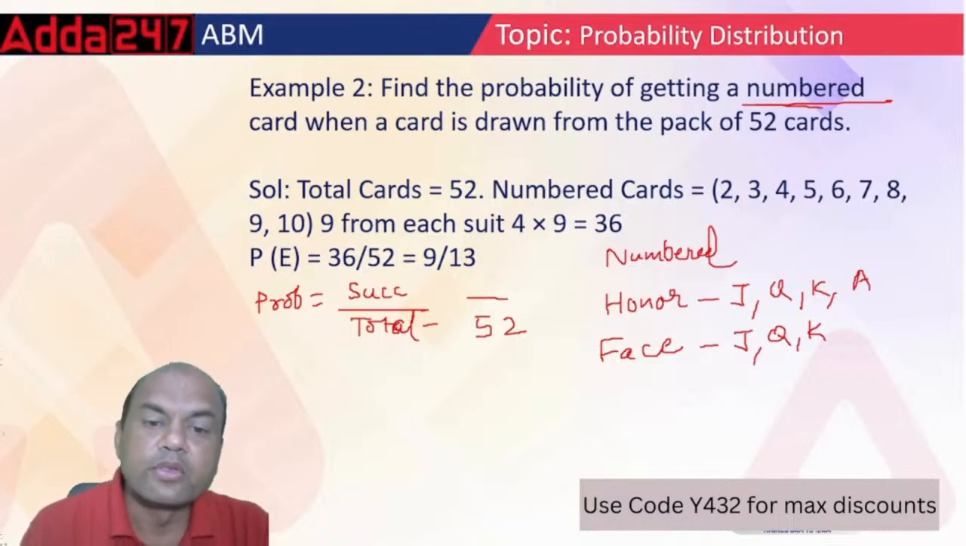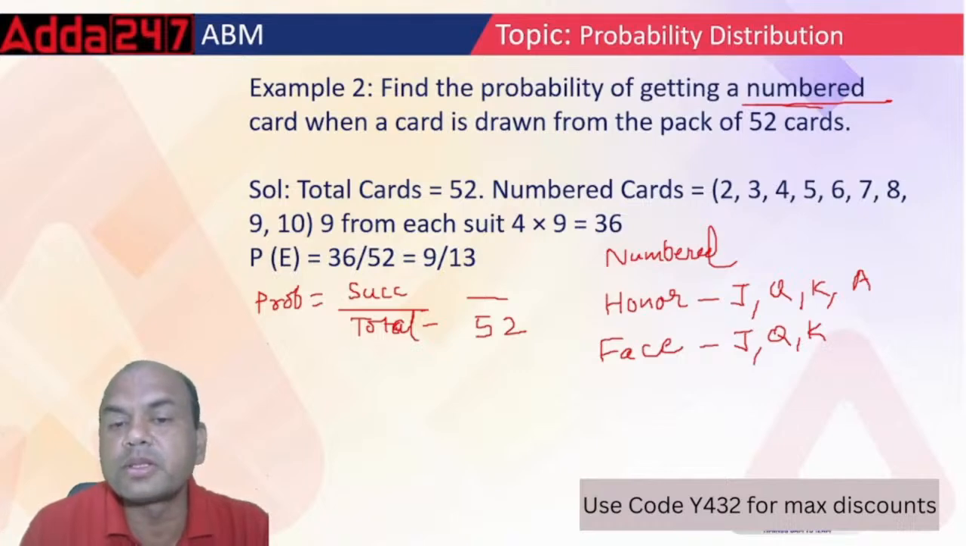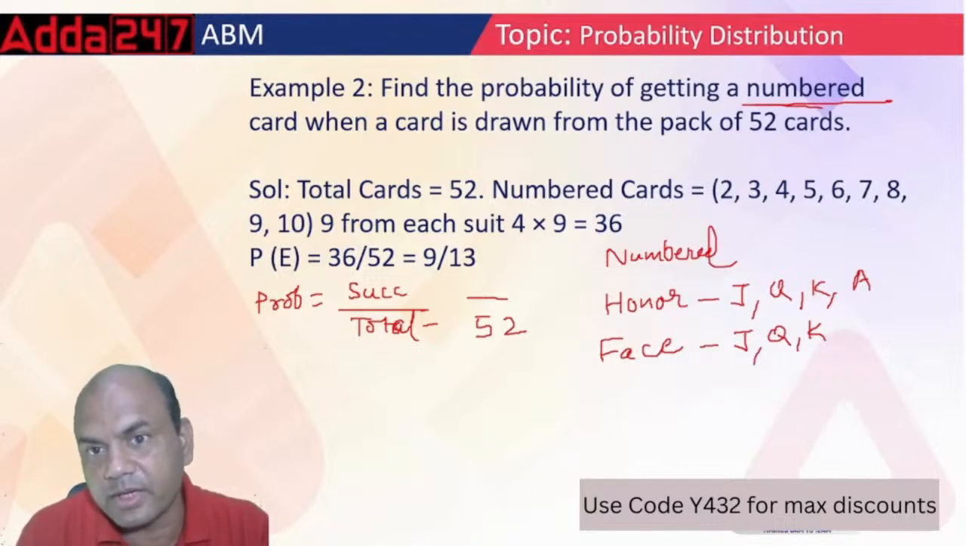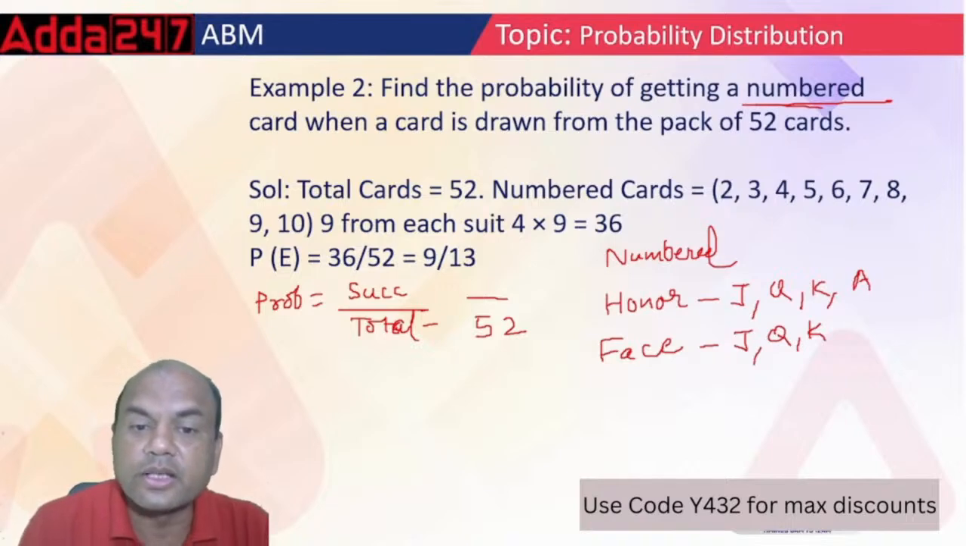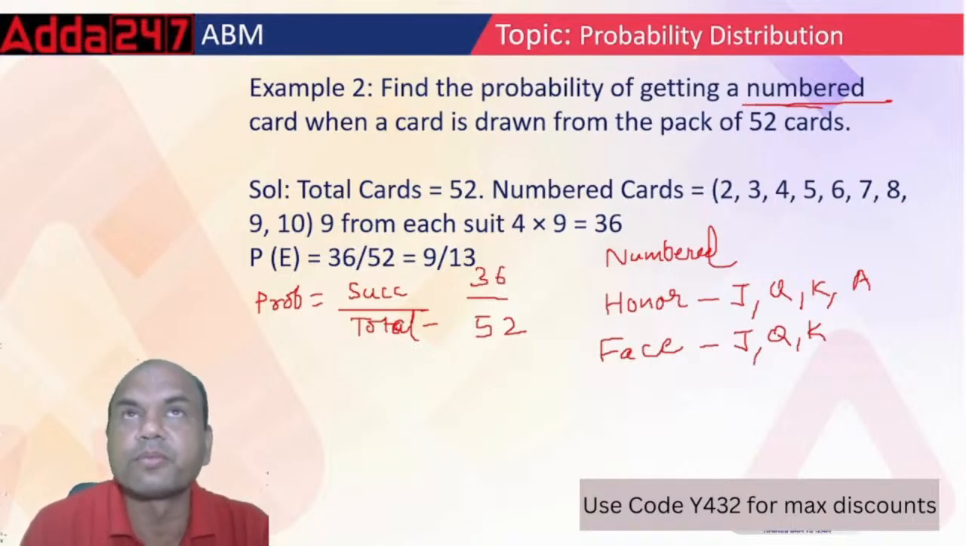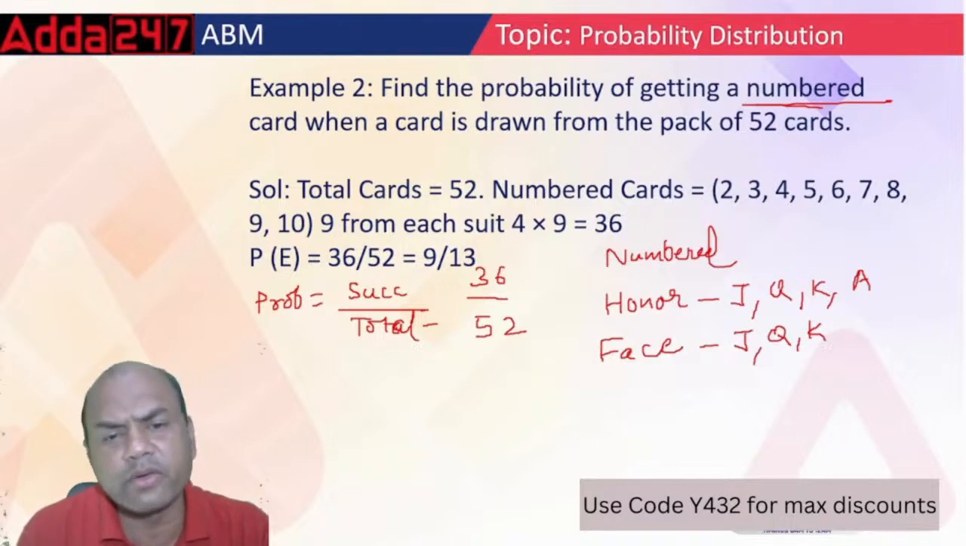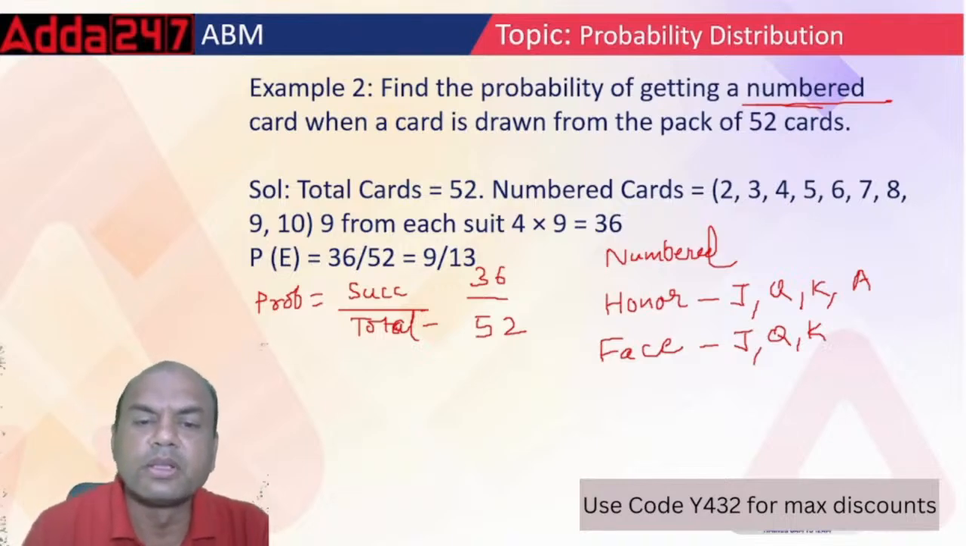No. So here what do I want? Numbered. Numbered means how many are there? 2 to 10, so there are 9. But 9 in 1 suit, and similarly you have 4 types of cards, so 9 times 4 is 36. So answer becomes 36 upon 52. So you go on dividing it. 4 9 is 36, 4 13 is 52. So this is your answer, 9 by 13.